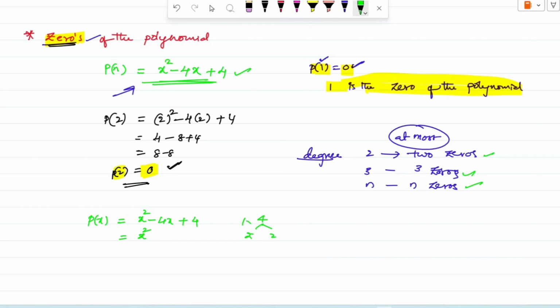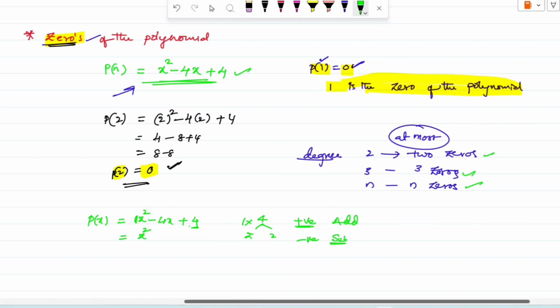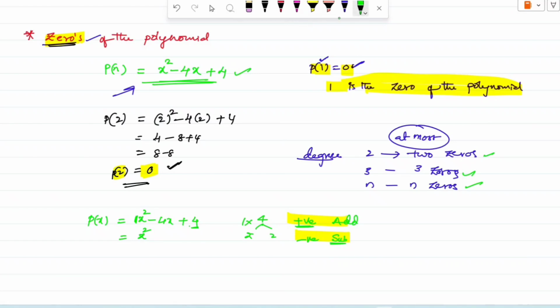Why do we add them here? Because the product is positive, we should add. Remember, when the product of the x square coefficient and the constant is positive, we add the factors; when the product is negative, we subtract the factors. This is the hint for solving for zeros with the factorization method. So I'll use minus 2 for both.